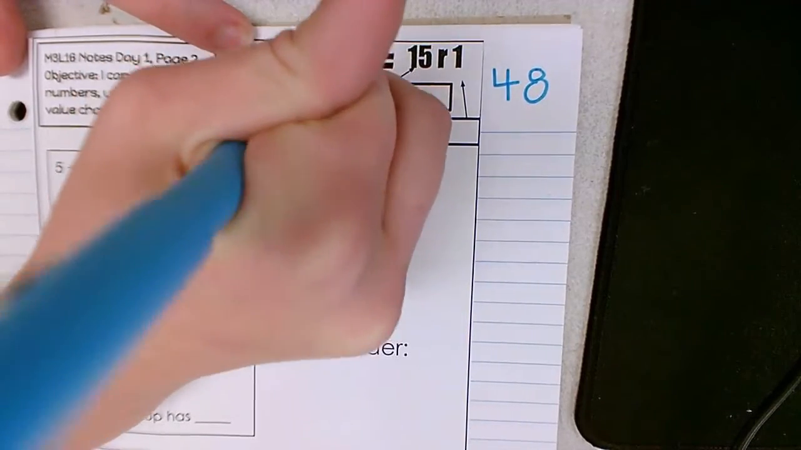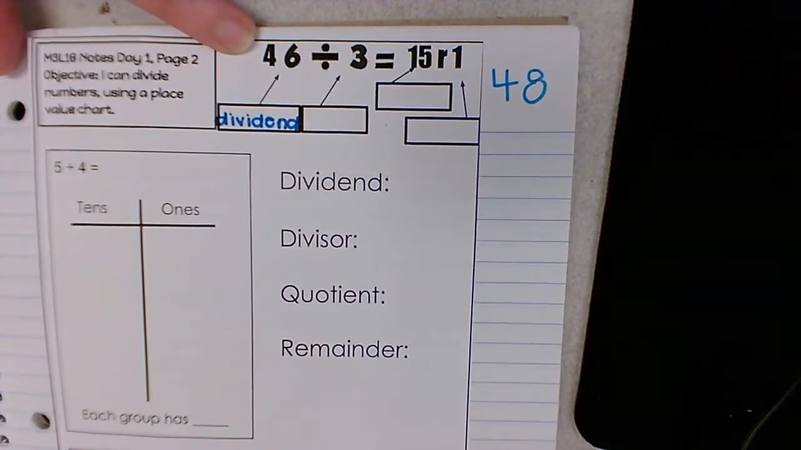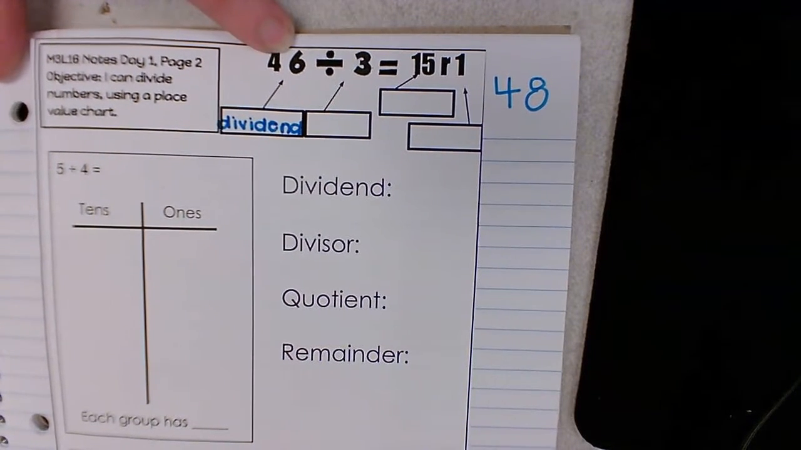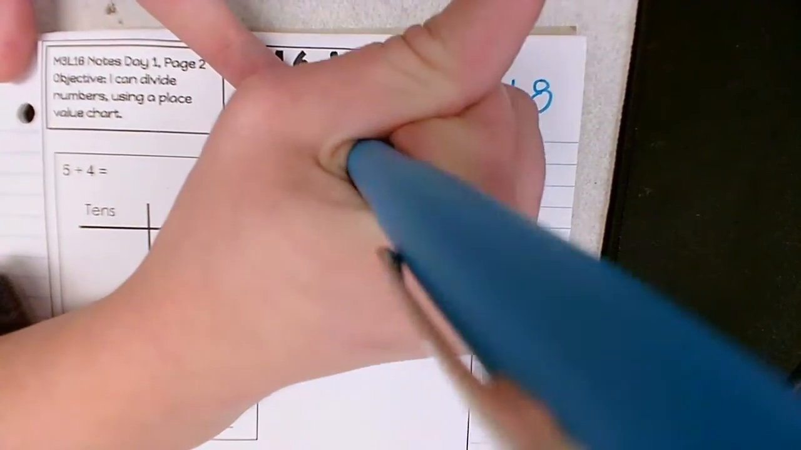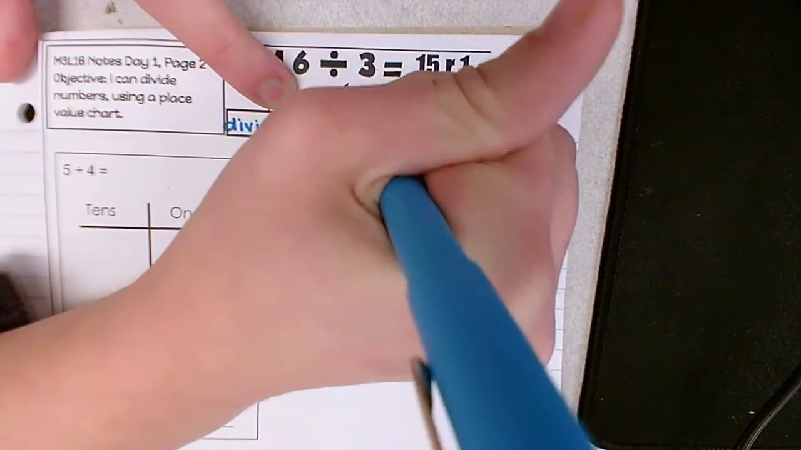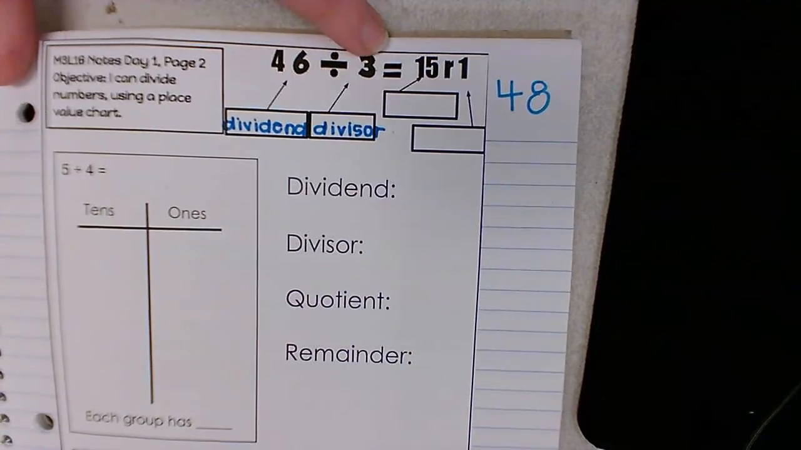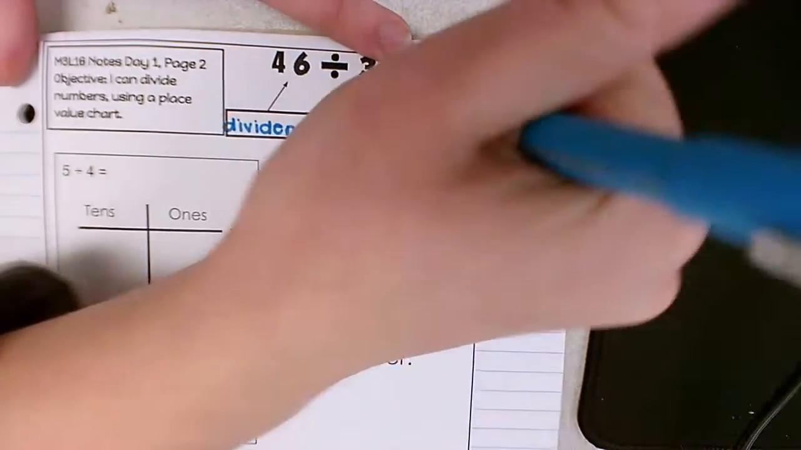Squeeze your word into the box. Next is the number of groups you're breaking your dividend into. The number you're dividing by is called your divisor. When you get your answer, remember that an answer to a division problem has a special name and it's called a quotient.